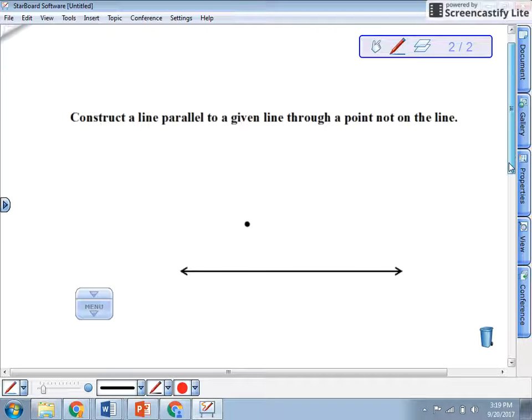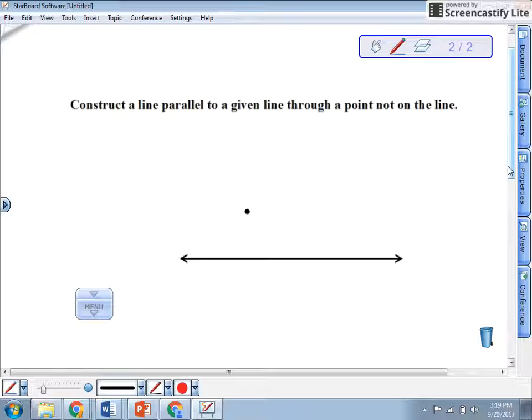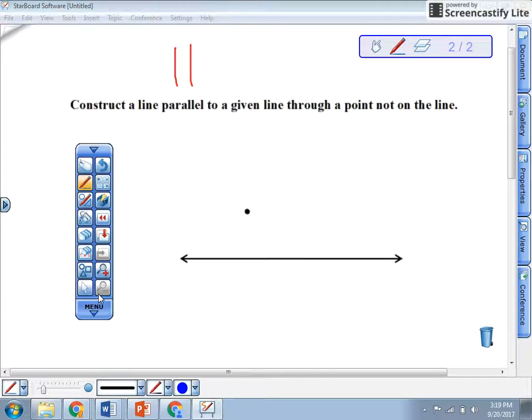So here we go. Construct a line parallel to a given point, not in line. We know what parallel is. Let me remind you guys the symbol for parallel. All right, two lines like that. It means they don't intersect. So how are we going to do this? Well, we're going to use our compass once again.